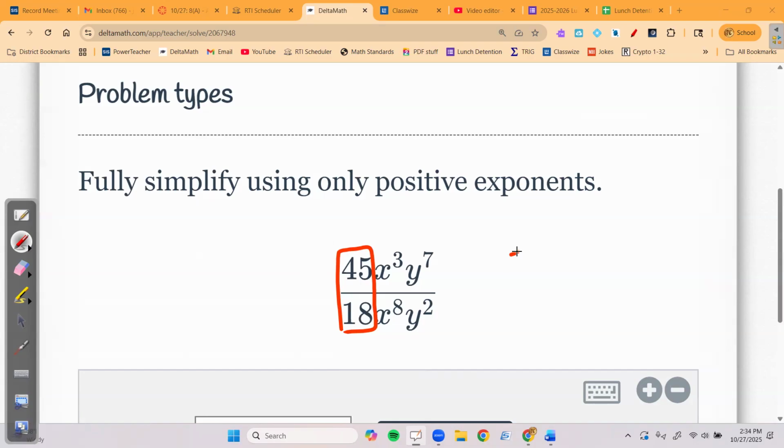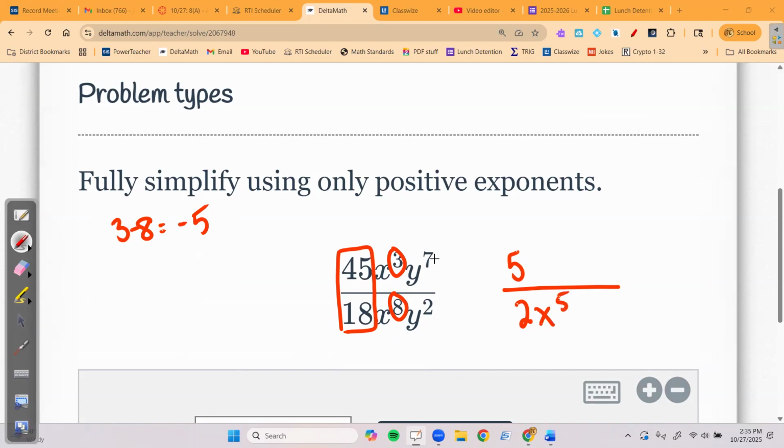So our final answer is going to look like this. 45 divided by 9 is 5. 18 divided by 9 is 2. And look, we're at the end now. You can just do your little subtraction. Let's do the x's. What is 3 minus 8? And since it's negative 5, I'm going to put x to the 5th on the bottom.